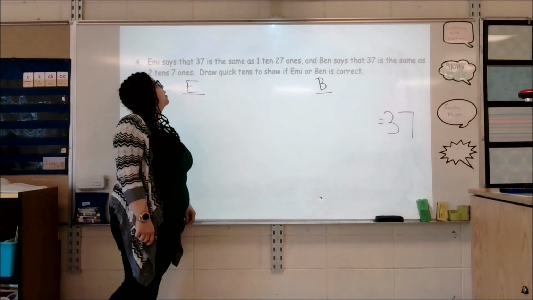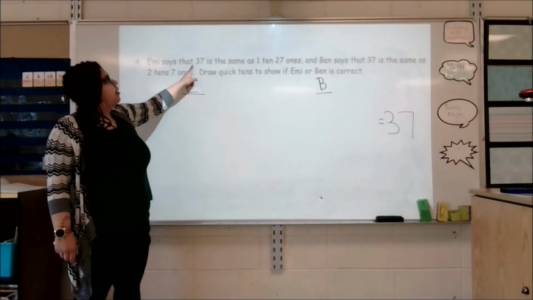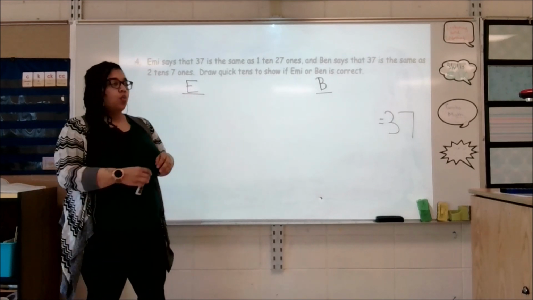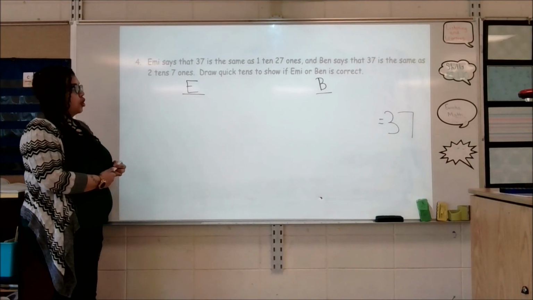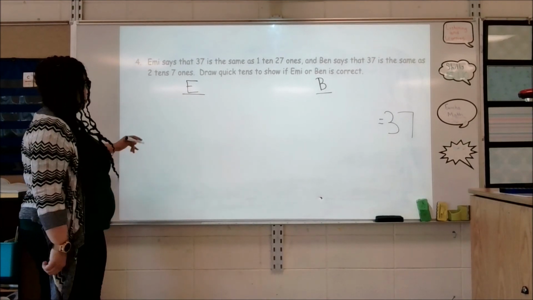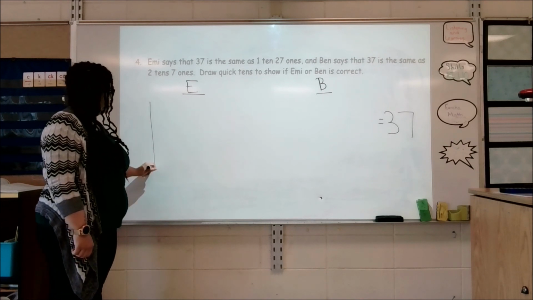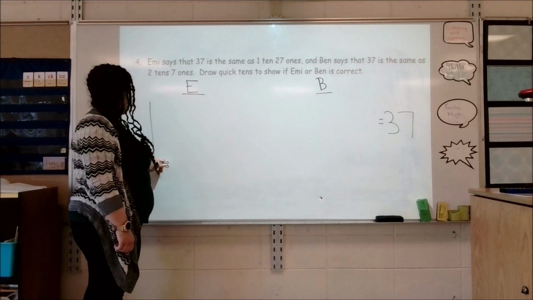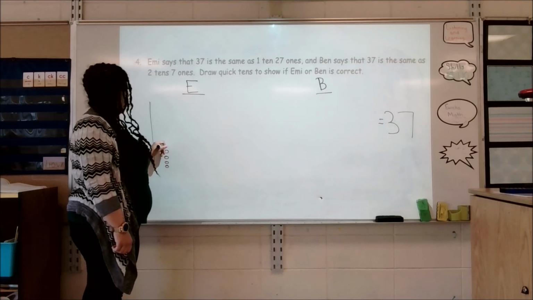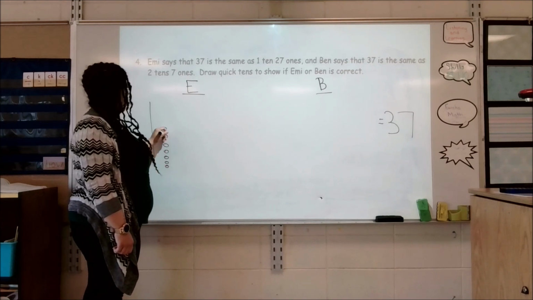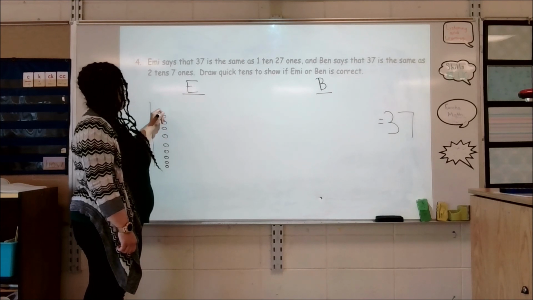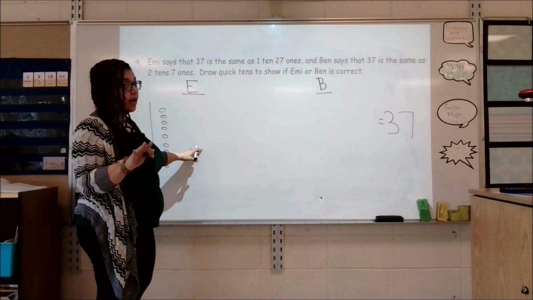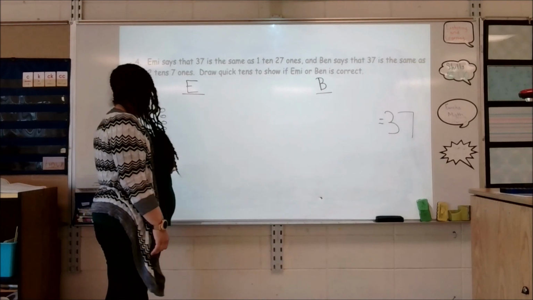So going back to the question, Emmy says that 37 is the same as 1 10 and 27 ones. Let's go ahead and draw our picture to show Emmy's thinking, okay? So 1 10 and 27 ones, all right? Just draw the picture. Draw the picture as is. Don't do anything to it yet, okay? We're still drawing 27 ones.